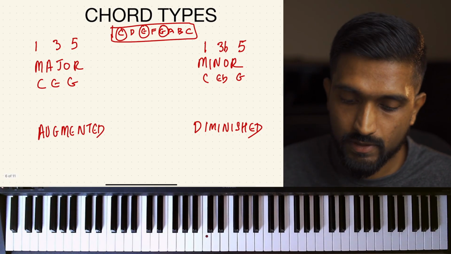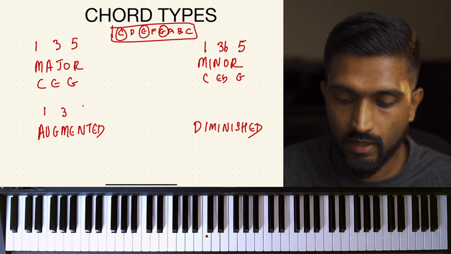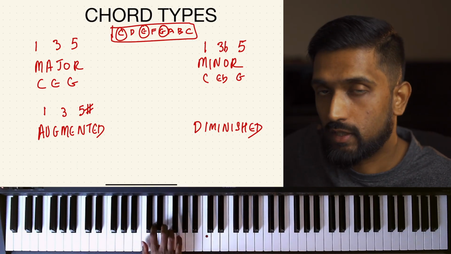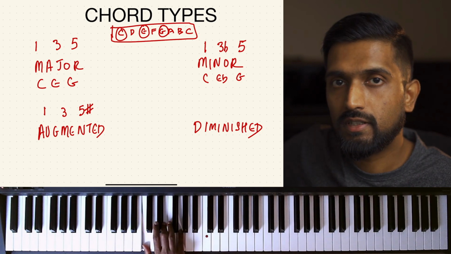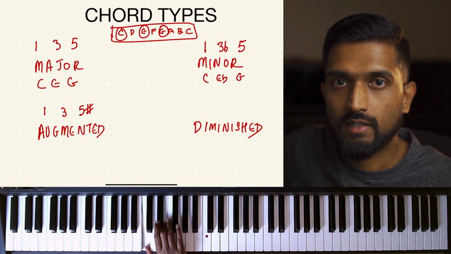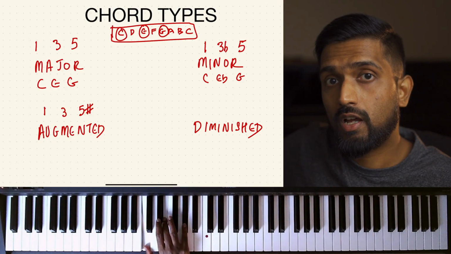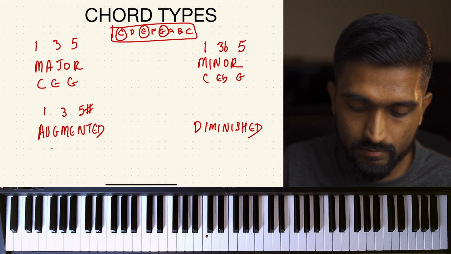Let's go to augmented. The formula for augmented is 1, 3, and 5 sharp. So let's come back to 1, 3, 5. So it's C, E, G. And now the fifth needs to be sharpened or increased by 1 semitone. So you get C, E, G sharp. That's C augmented.